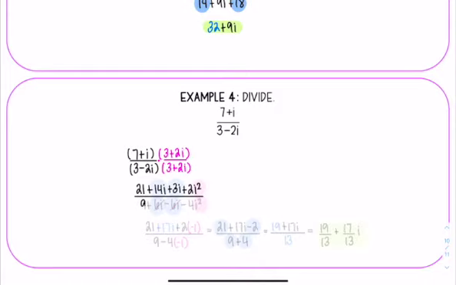So the first term gives me 9. My outside term gives me plus 6i. My inside term gives me minus 6i. And my last term gives me minus 4i squared. And so now we want to combine like terms.